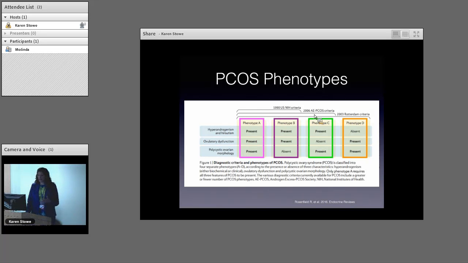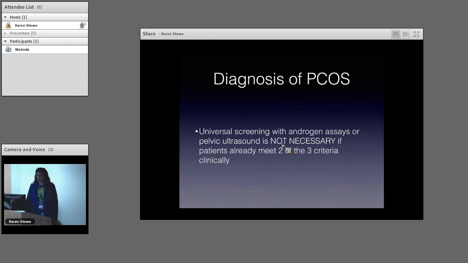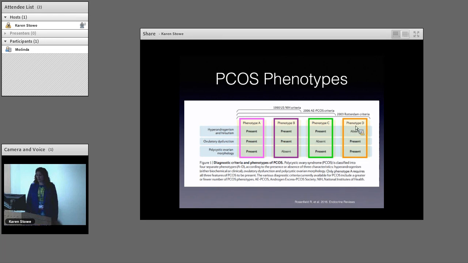The androgen excess PCOS group also defines PCOS as having hyperandrogenism and PCO morphology on ultrasound, but normal ovulatory function. And then the Rotterdam criteria include that you can have PCOS just with PCO morphology on ultrasound and ovulatory dysfunction without any signs of hyperandrogenism, either clinically or biochemically.